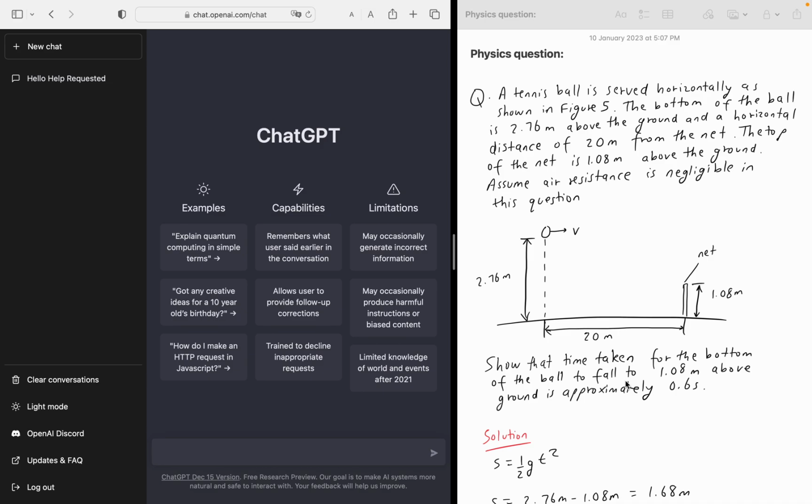Today we're testing whether ChatGPT can solve a physics question based on the concept of SUVAT equations. On the right, you can see the question already presented to us. I've drawn a diagram, but I know that ChatGPT currently doesn't read diagrams yet, so we can just write the question in terms of text-based input.